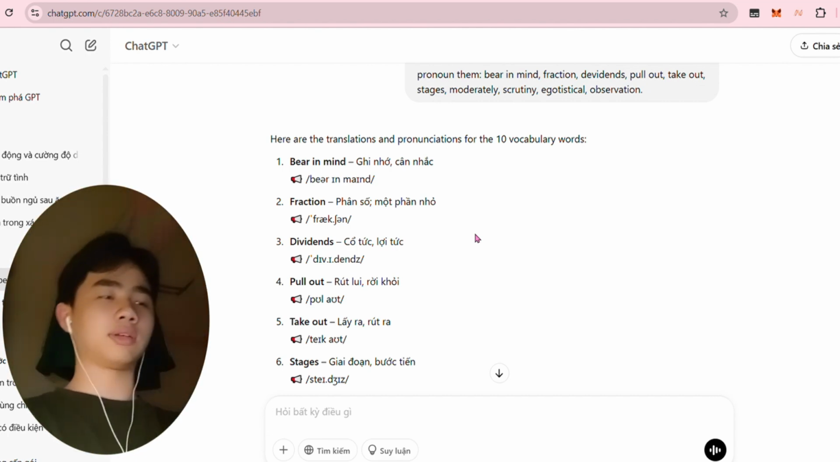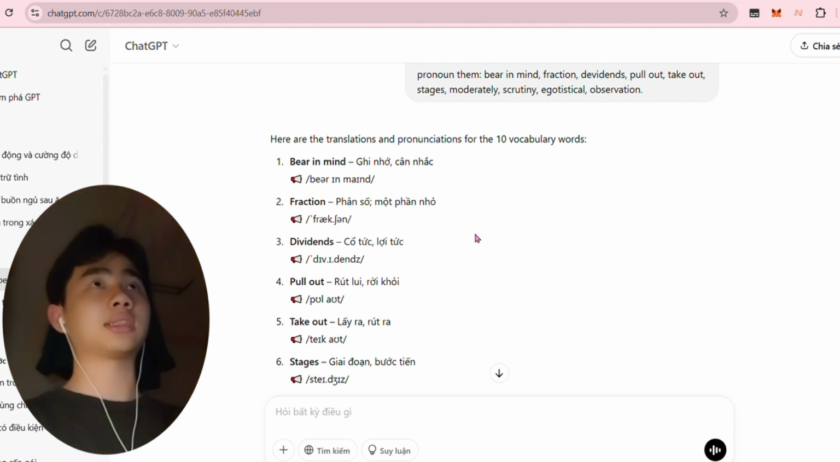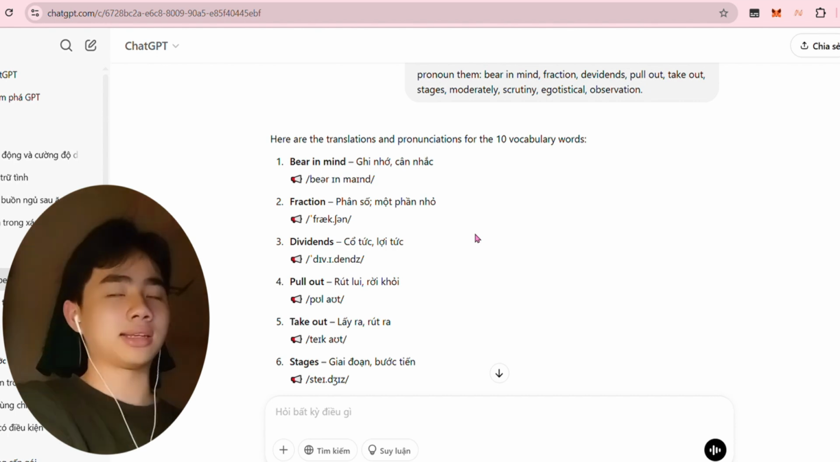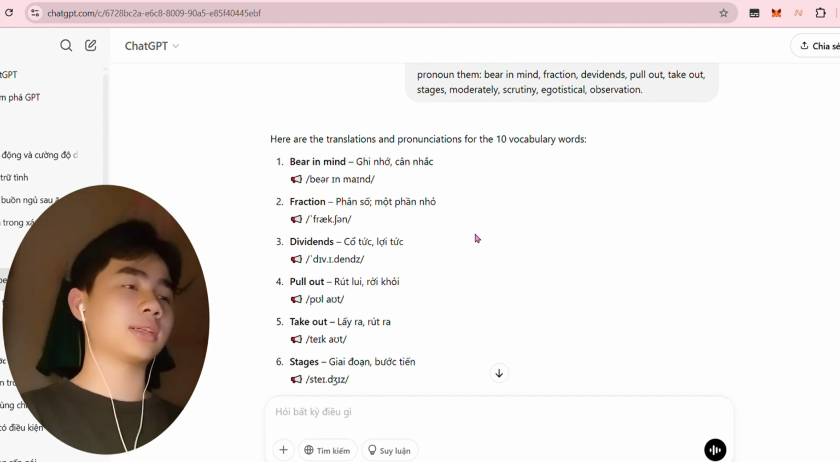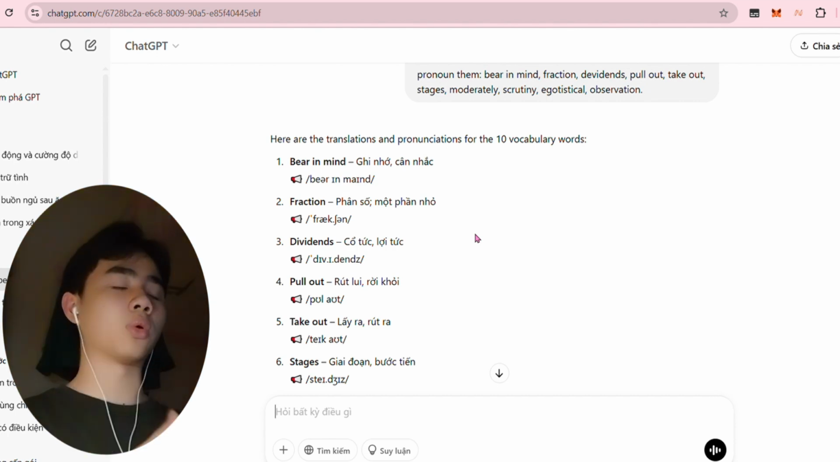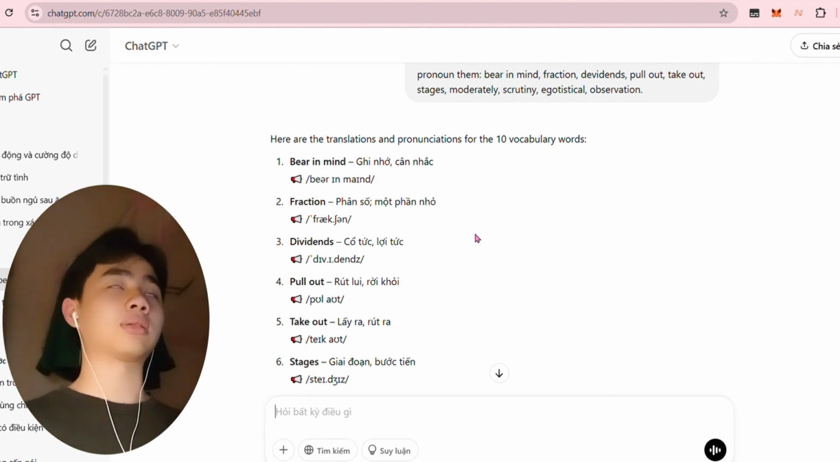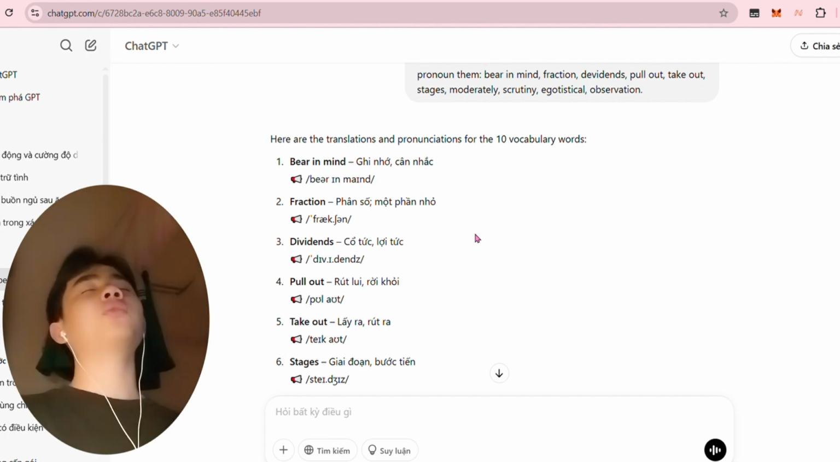Okay, so number three is dividends. Dividends is in crypto or stock and investment. I don't know, but I think it exists in there. Dividends is like the reward that you will get when you have invested in a company before. You invested in that company, and when that company gets a big revenue, a big profit, you get a reward. That reward we call dividends.